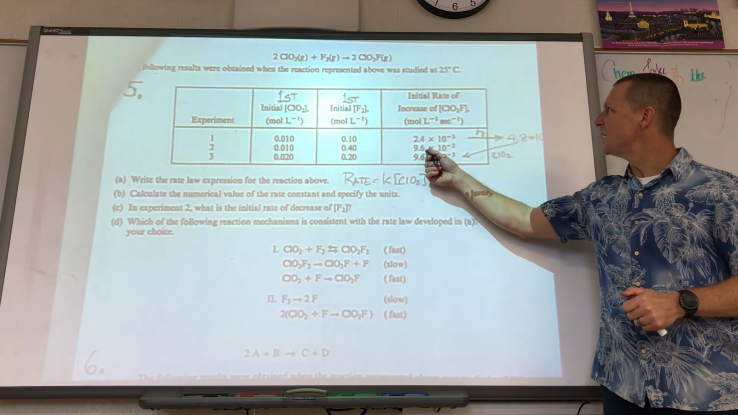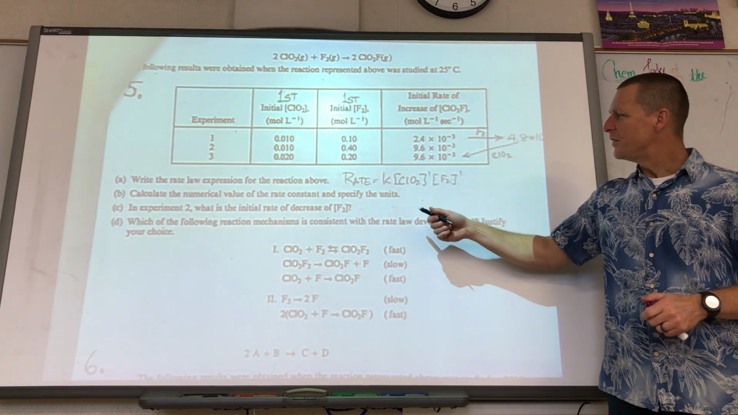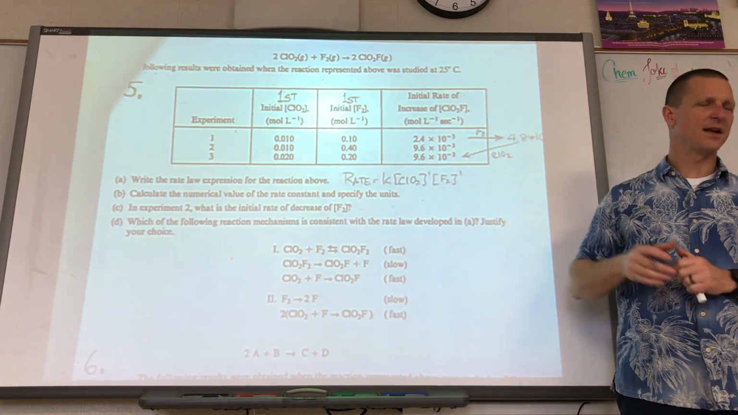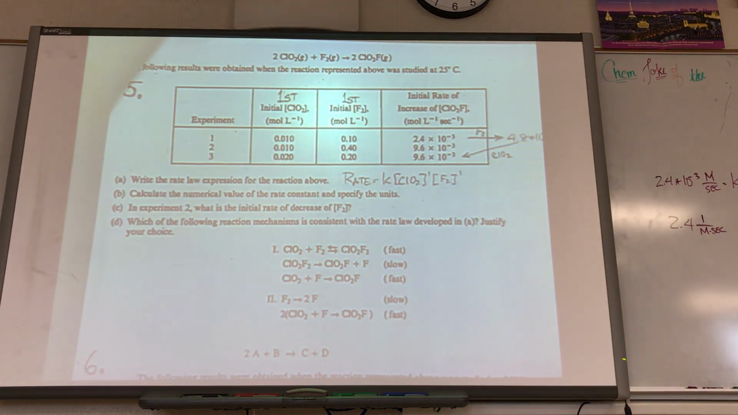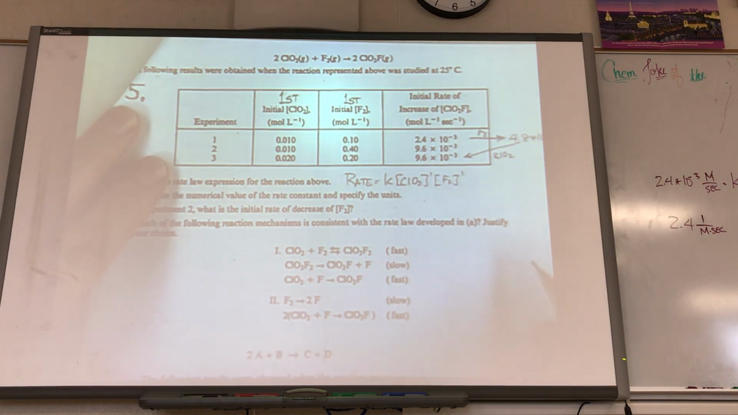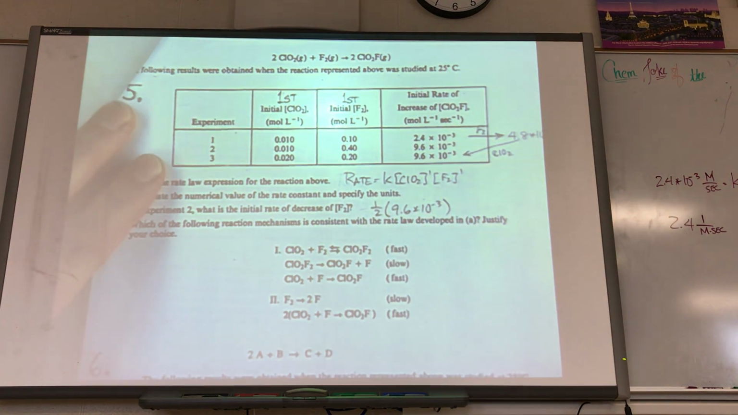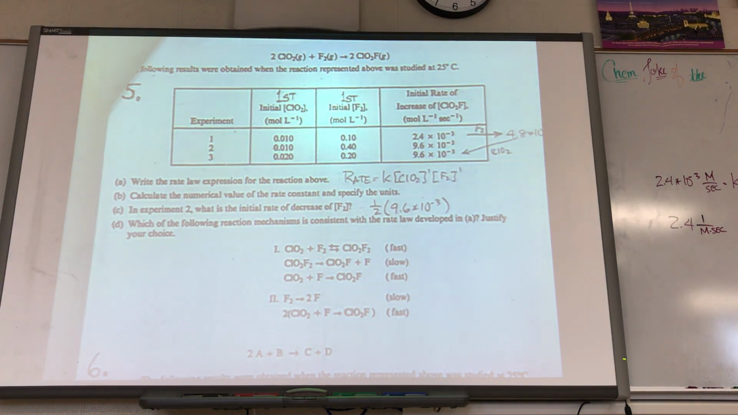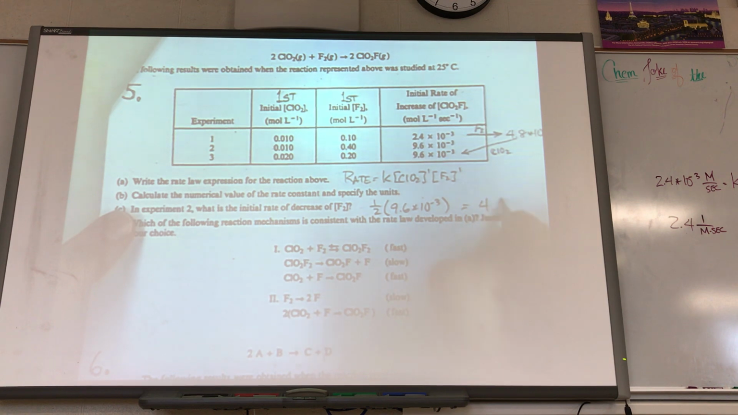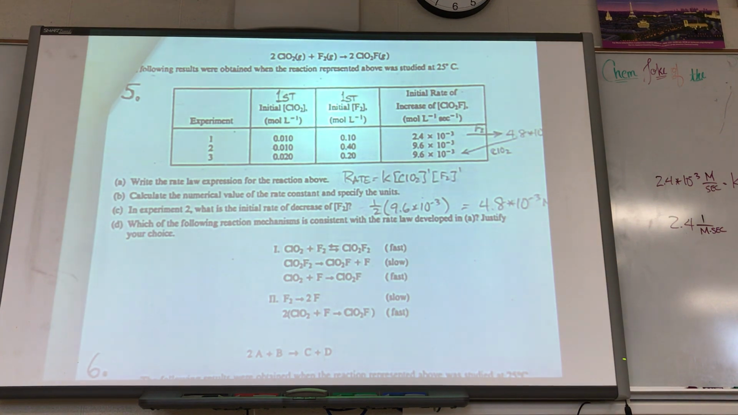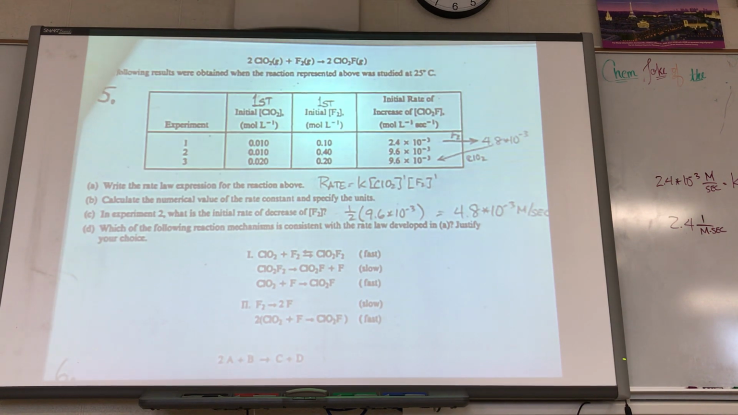So since the ClO2F is that rate, the F2 is going to be changing by 4.8 times 10 to the negative third, half of that. And I would just write it like this: half of 9.6 times 10 to the negative third, from the coefficient ratio. So that would be 4.8 times 10 to the negative third. See how I got that? We'll do an exercise like this in the next one too.